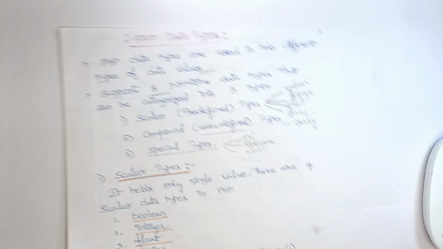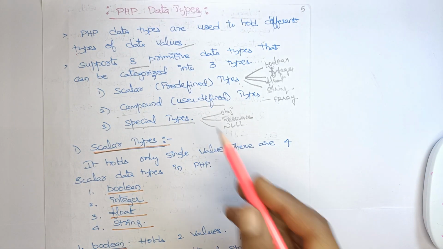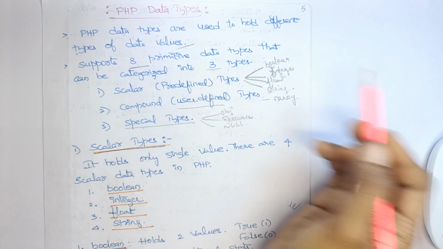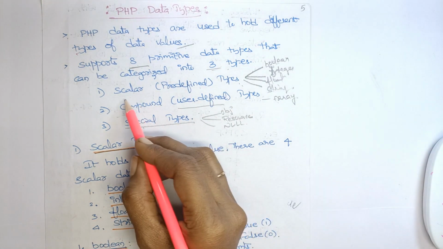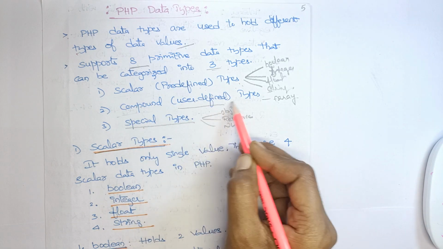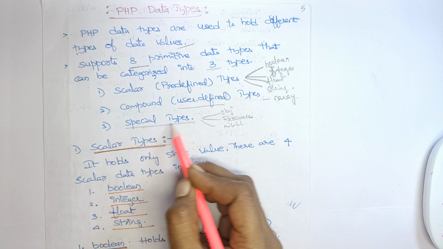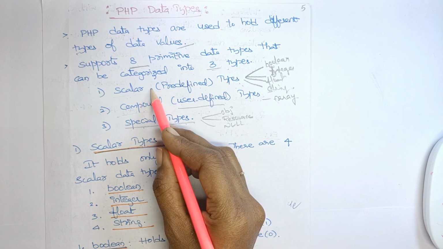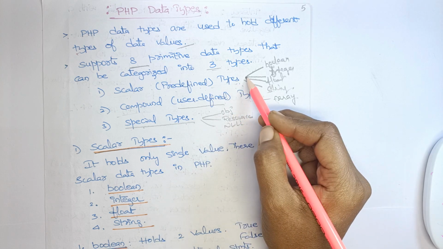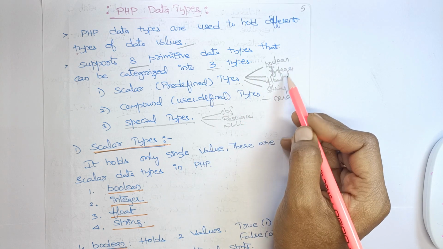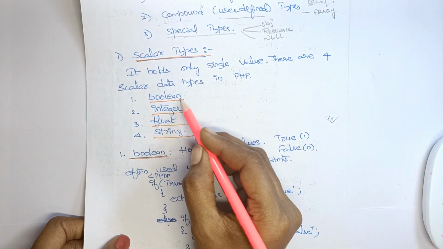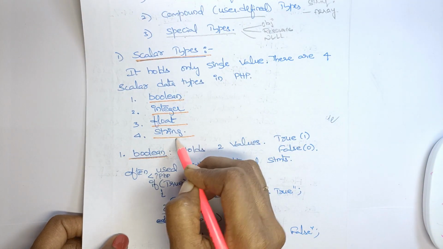So mainly it supports 8 data types, and these 8 data types can be categorized into 3 types. First one is scalar or predefined types. Next one is compound or user defined data types. Next one is special types. In scalar or predefined data types, we have boolean, integer, float, and string. Okay, we will see one by one.